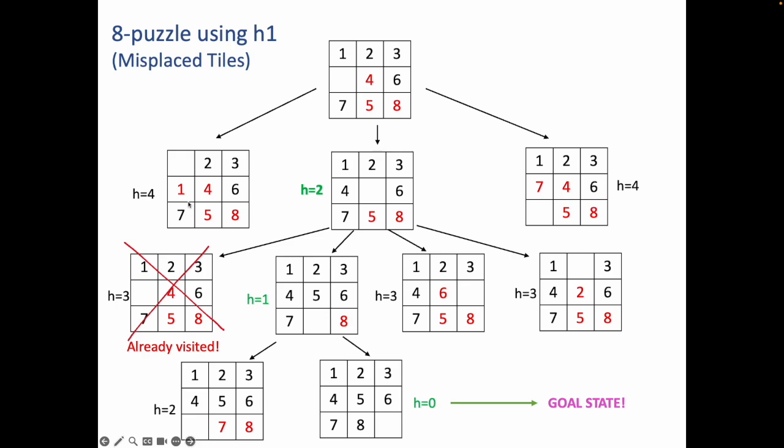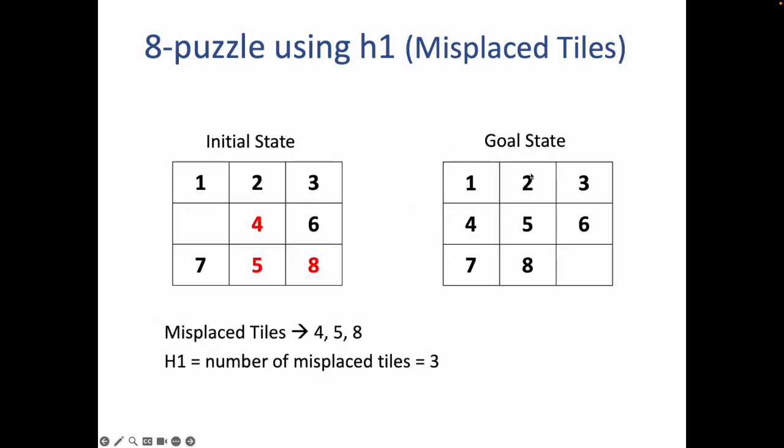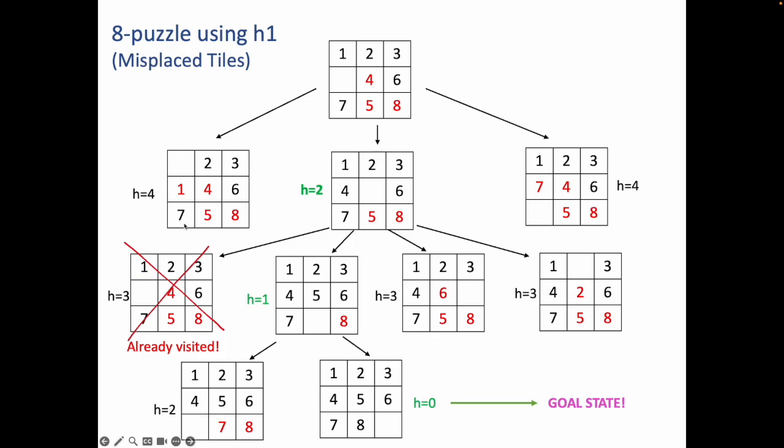Always you compare it with your goal state, which is here, right? So the goal state is this one. What are the number of misplaced tiles? So the red ones are the misplaced tiles. The heuristic is 4, and then heuristic is 2, heuristic is 4. And which one do we choose to expand? Always the one with the lower heuristic, right? So we expand this one.